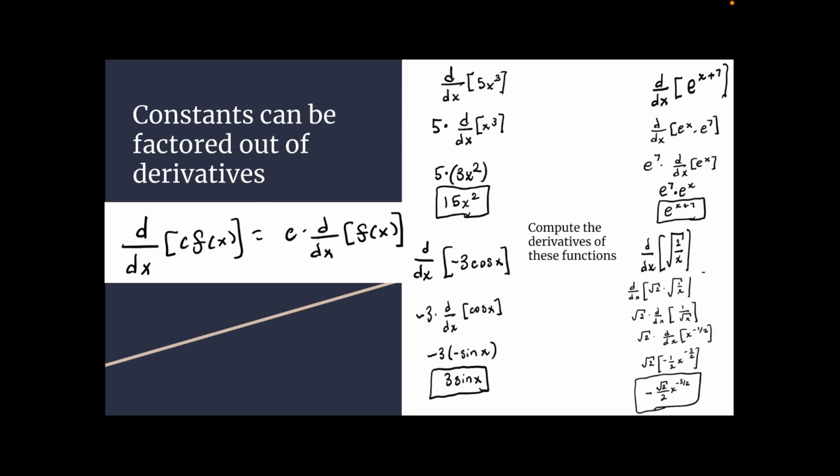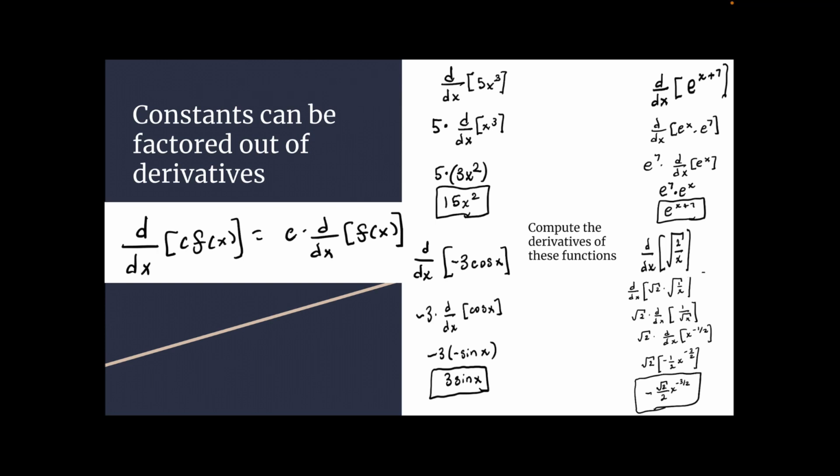So for the final one, it may look a bit different, but the same process applies. So we could first factor out the square root of 2. So we have the derivative of the square root of 2 times the square root of 1 over x. And then we could distribute the square root over the numerator and denominator. So we have the square root of 1 divided by the square root of x. The square root of 1 is 1, and we have the square root of x in the denominator. So we have the square root of 2 times the derivative of the square root of 1 over the square root of x. Now 1 over the square root of x is nothing but x to the negative 1/2.